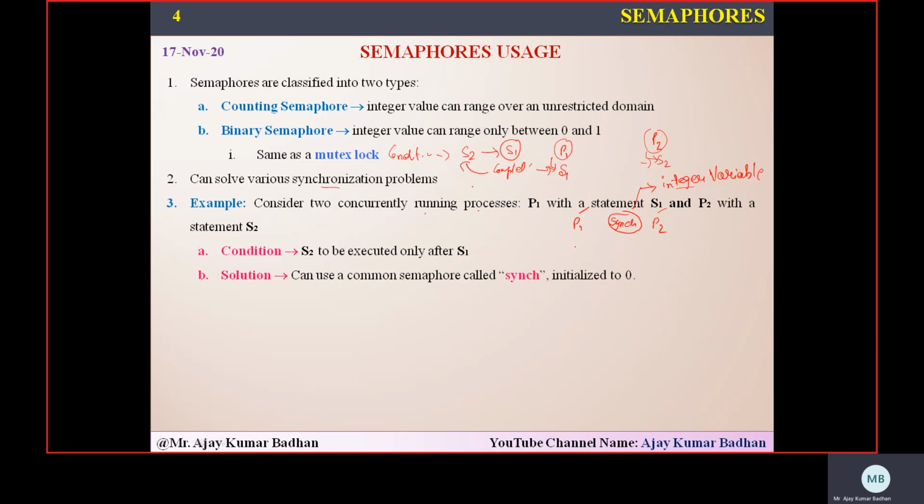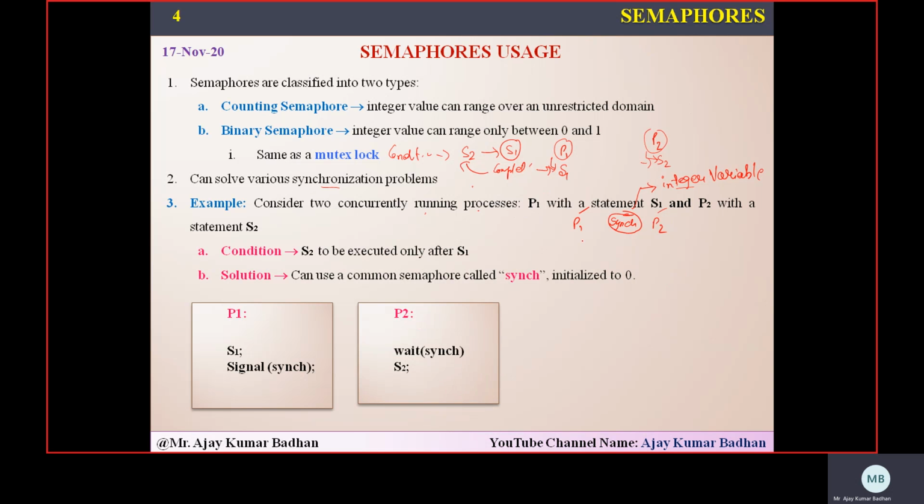Now, using this semaphore, I will write the statements. This is the statement for P1 and this is the statement for P2. Let's see whether it satisfies this condition or not. P1 is executing S1, then P1 gives the signal. Whereas P2 wants to enter the critical section, so it calls the wait operation, wait with sync. You can see both use the common variable, then S2.